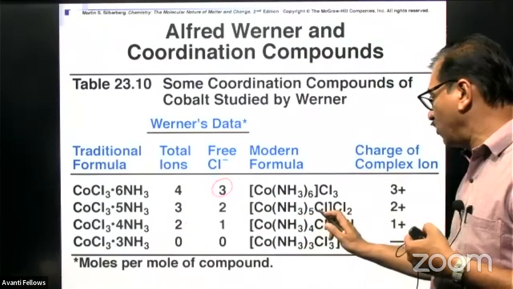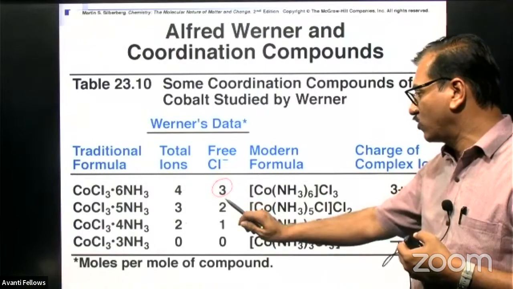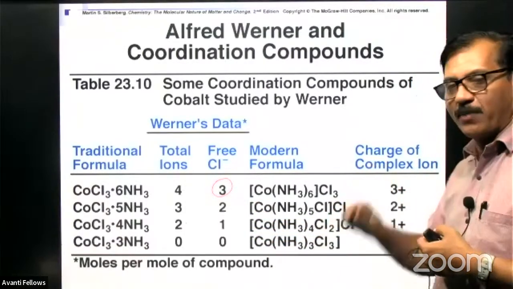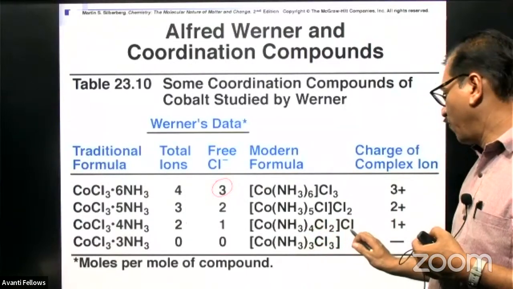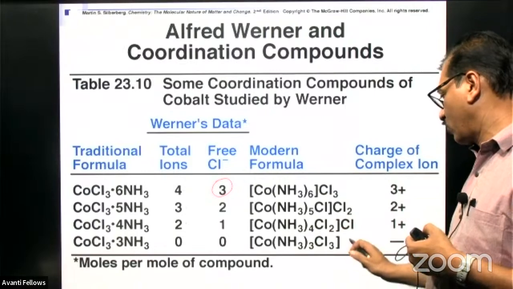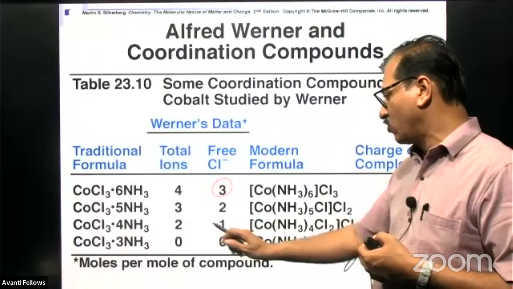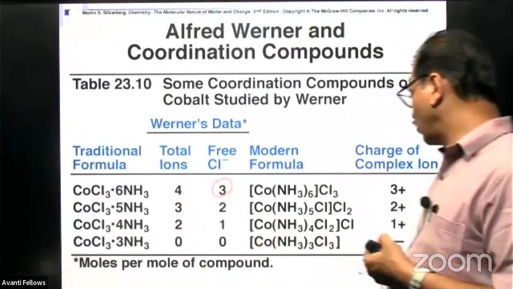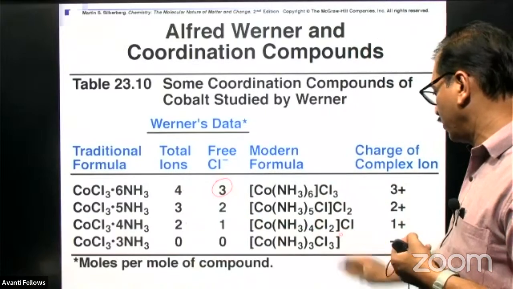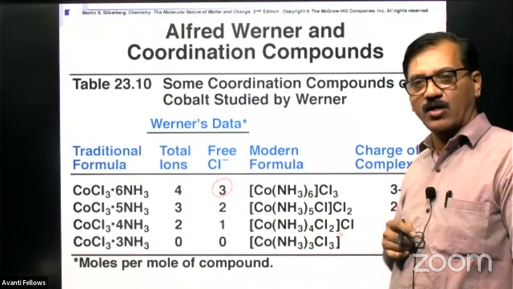With 5NH3 and 1 Cl inside, only 2 Cl are free, and therefore he could give the structure of this. And when it is only 1, it is like this, and with no free chloride ion it won't give any AgNO3 test, or the moles of AgCl we didn't get, and the conducting ions are also 0 because it was neutral, 0 charge on the complex.